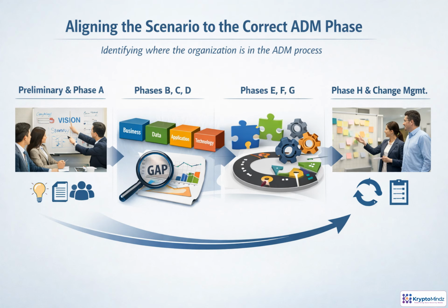A practical way to place a scenario is to look for the strongest clue. If the issue is capability, scope, principles, stakeholders, or the business case, you are early in the ADM, preliminary or phase A. If the scenario asks for target business, data, application, or technology architectures plus gap analysis, think phases B through D. If it focuses on solution options, migration planning, roadmap, governance, or compliance during delivery, think phases E through G. When requirements change, or the architecture must stay aligned over time, connect it to phase H and requirements management.